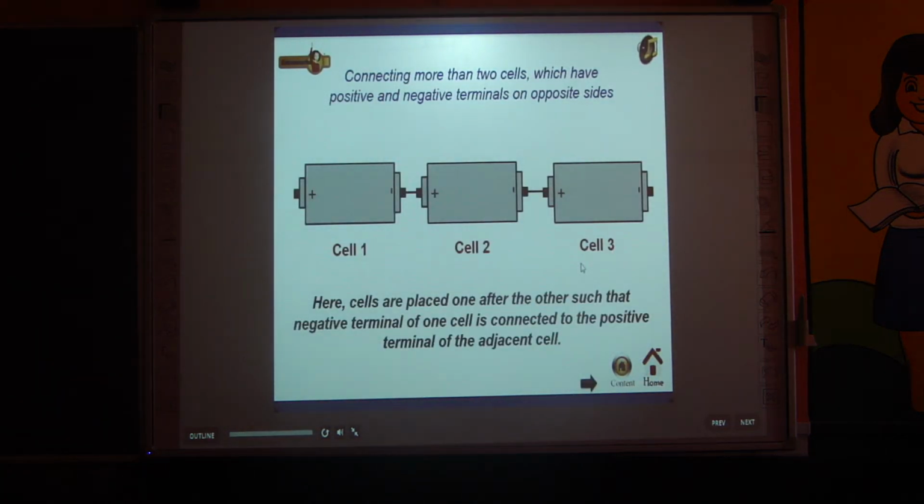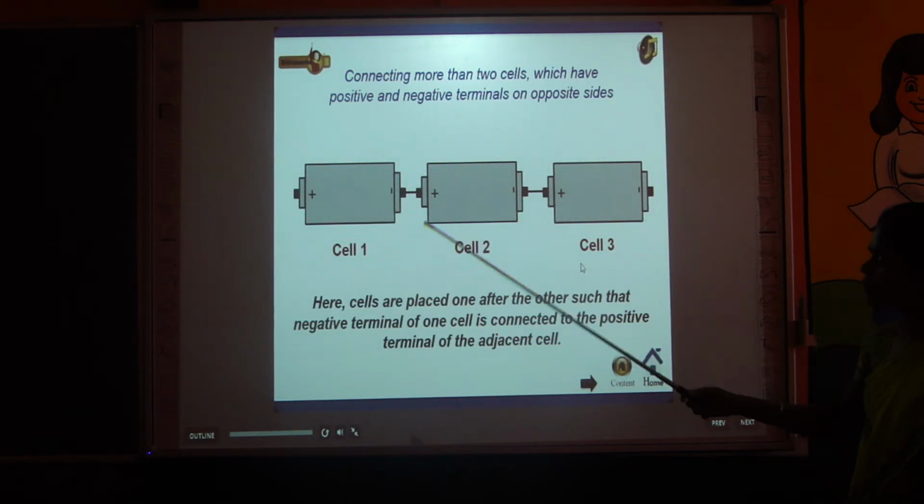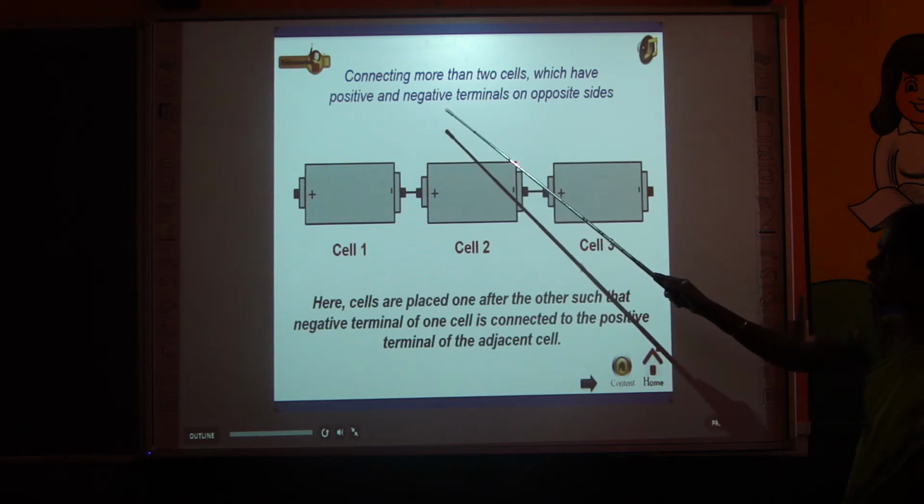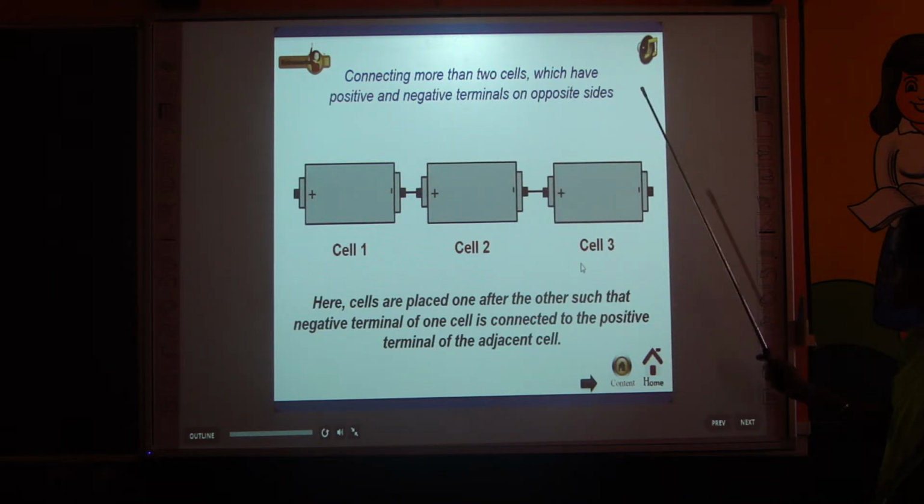See, this is a cell. We already know that a cell consists of how many terminals? Two terminals. One is positive and the other one is negative. See, connecting more than two cells which have positive and negative terminals on opposite sides.